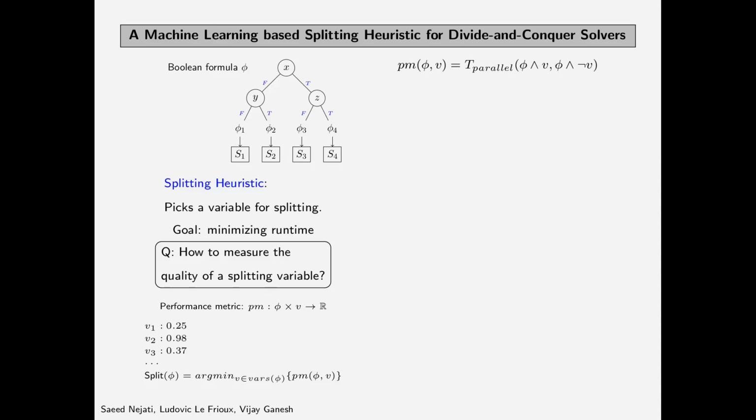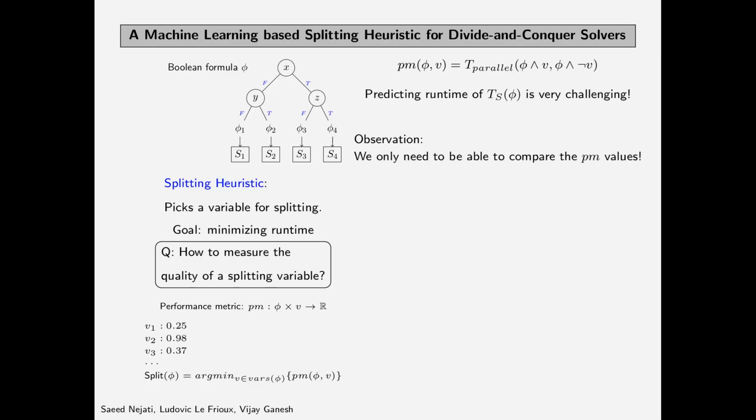In our work, we define the performance metric to directly be the runtime of splitting the formula phi over a variable v once and solving the resultant subformulas in parallel. But the problem with this formulation is that we need to know the runtime of solving phi and v, and phi and negation of v. And in general, predicting the runtime of a solver over any general formula is a very challenging task.